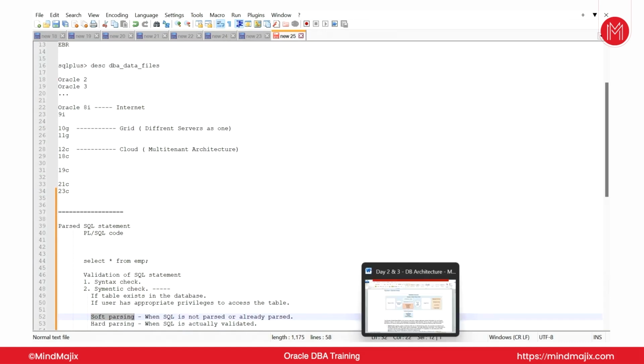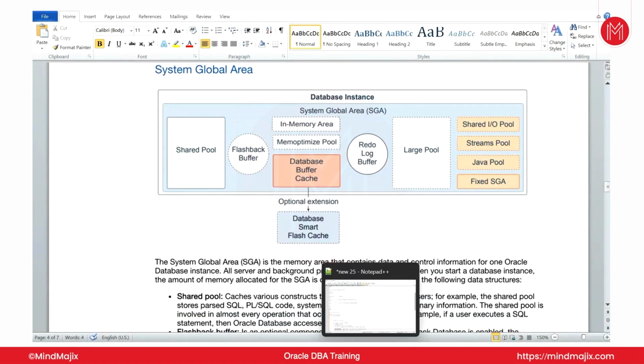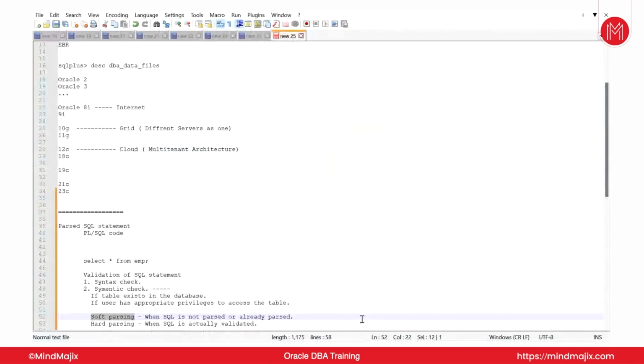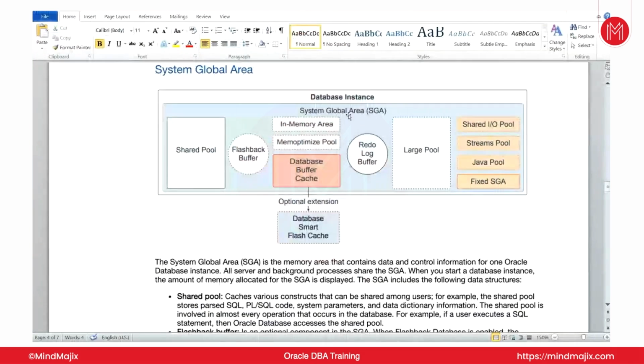Okay. So this shared, do you mean like this is inside a single connection? If I reconnect to the server, do I have to do the hard parsing again? No. See, this is the system's global area. It is not the program's global area. This is the system's global area.